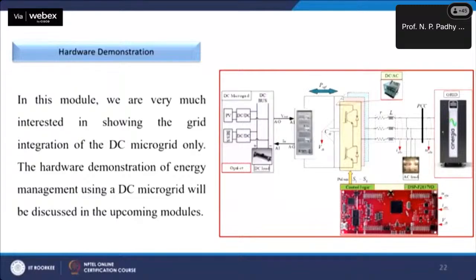Now, when you move to the hardware demonstration of the same configuration, in this module we are very much interested in showing the grid integration of the DC microgrid only. The hardware demonstration of energy management using a DC microgrid will be discussed in the upcoming modules. Let us have a look at the test bed of a grid connected DC microgrid.